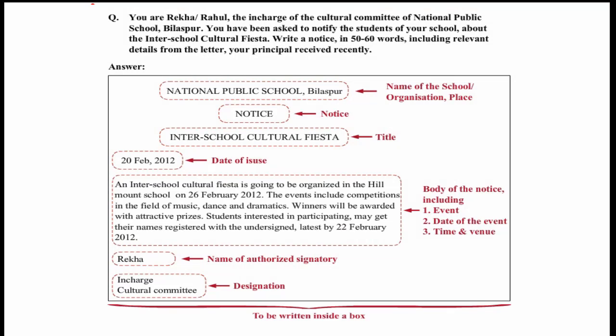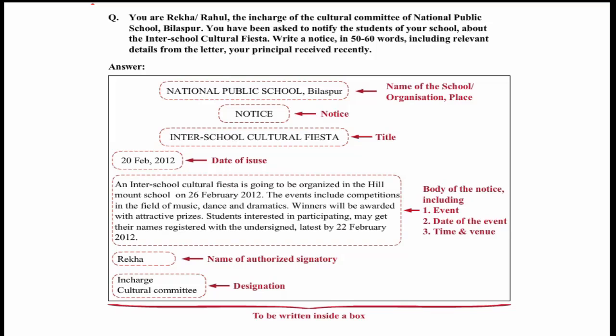Moving to the next topic, that is another part of the writing section, okay. And you can see here the notice writing, how it appears, okay. See the name of the school, it is mentioned clearly. You can underline it here, okay, with the place or organization, whatever. Then the notice should be in the center, followed by the title, inter school cultural festa, then the date when it was issued, and you explain in brief, okay.